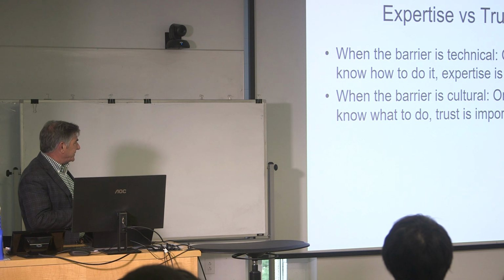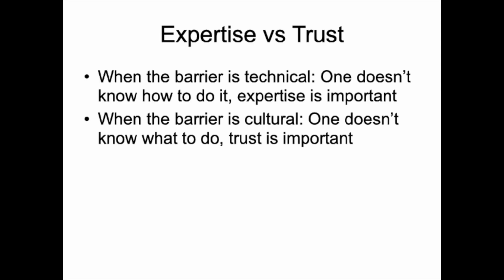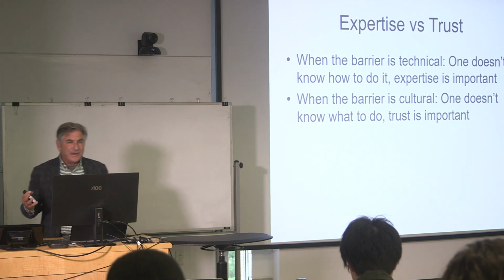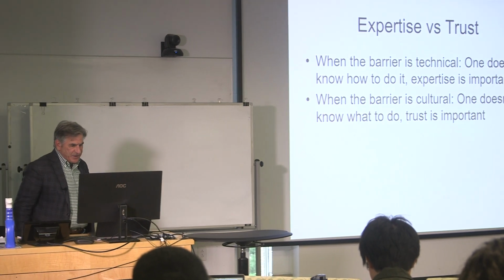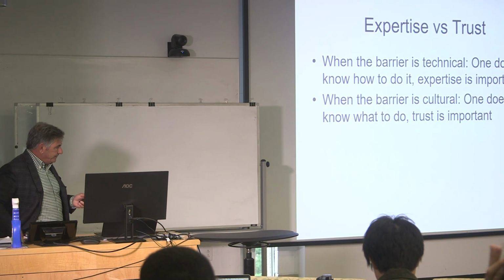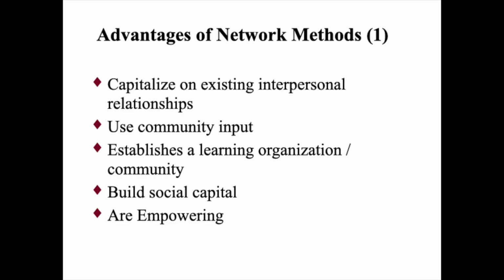and across when you're looking for people that you trust. And I like to say that when the barrier is technical, you don't know how to do it, then advice seeking is going to be important and expertise. But when the barrier is cultural, we don't know what kind of change we want to do, we just know things aren't working well, then trust is going to be important. All right, so these network methods I think are fantastic.